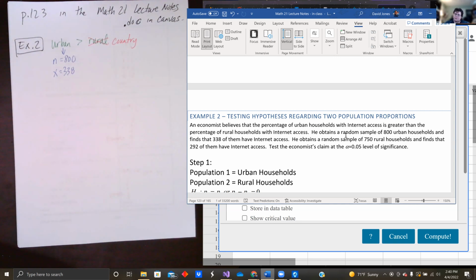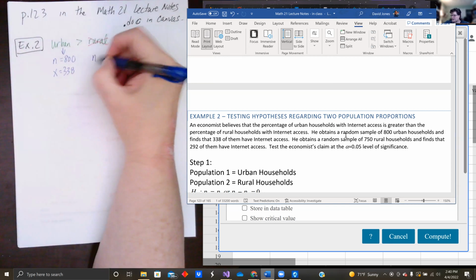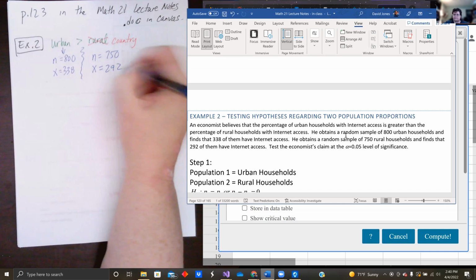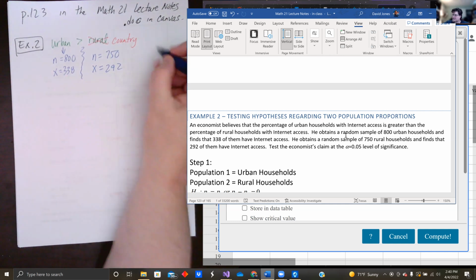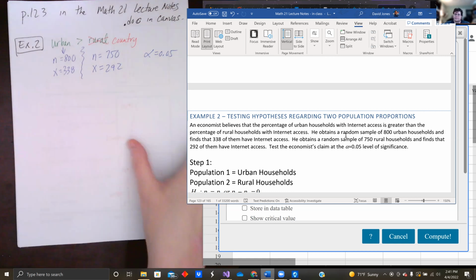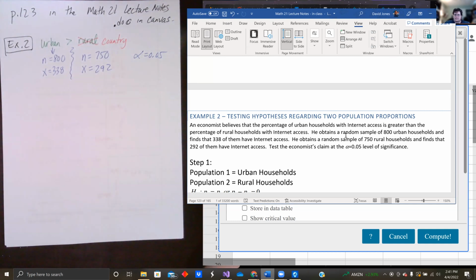And then it says he obtains a simple random sample of 750 rural country households. So n equals 750 for this group. And 292 said they have access. So I'll write that down. And it says alpha is 0.05 level of significance, so I'm going to jot that down. I'll give you a second to do that before I take the notes on the right off the screen to look at StatCrunch.